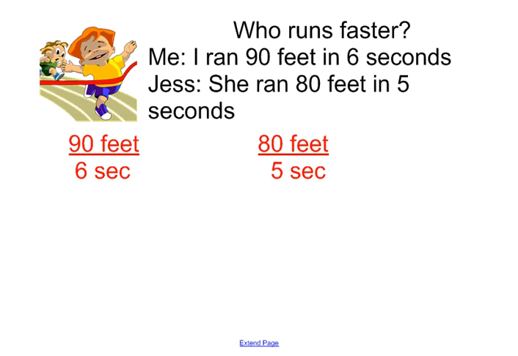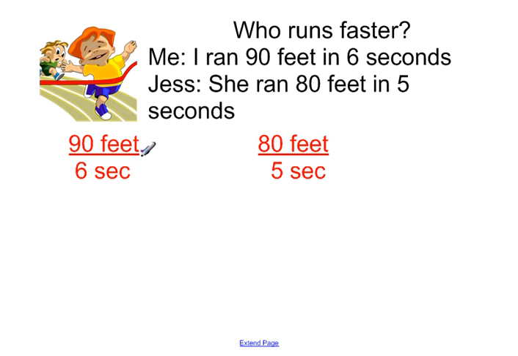And this is the type of question where you might need to have something in a unit rate. Who runs faster? Me. I ran 90 feet in 6 seconds. Or my friend Jess, who ran 80 feet in 5 seconds. Well, right now I can't really tell who ran faster. I can see that I ran 10 feet farther, but it also took me 1 second longer. So it's really hard for me right now to tell who's faster.